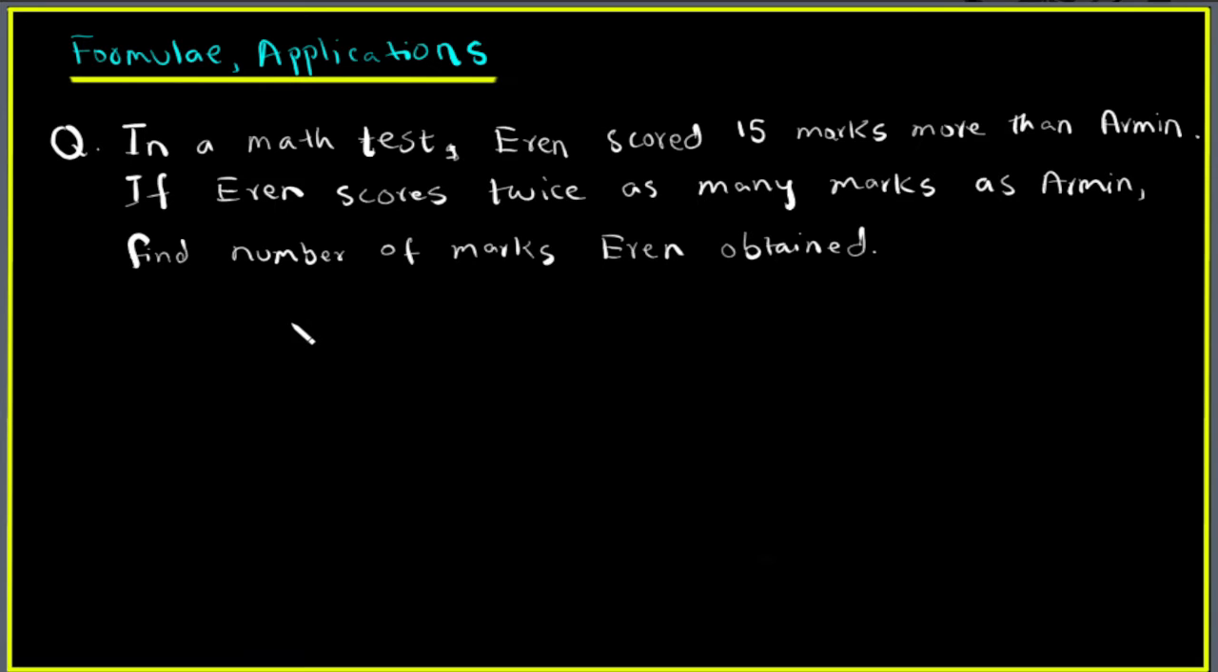Alright, so let's see the formula making and application part of algebra and linear equations, the concepts that we just learned in the previous videos, in order to be able to solve problems like the one you can see on your screen right now. The question goes like this: in a math test, Aaron scored 15 marks more than Armin. If Aaron scores twice as many marks as Armin, find the number of marks Aaron obtained.